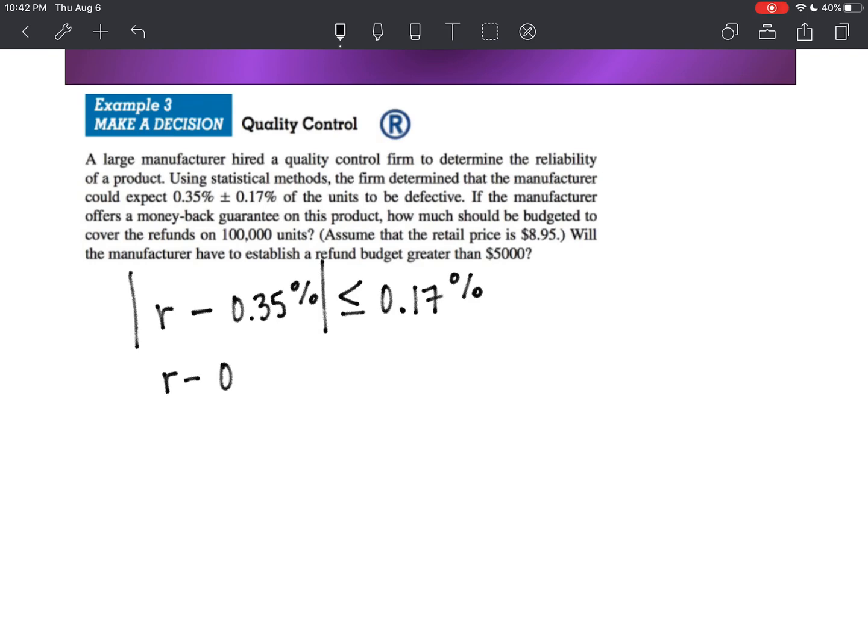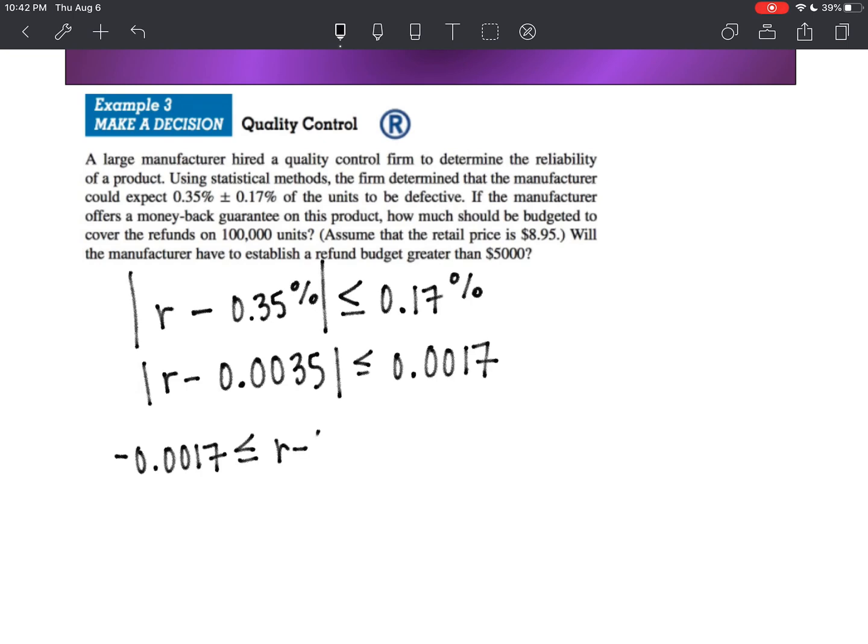So let's move these into decimal values. So 0.35% is 0.0035. So the absolute value of R minus 0.0035 is less than or equal to 0.0017. We just move that decimal place over 2 to take care of the percent. Now I'm going to rewrite this. I'm going to have negative 0.0017 is less than or equal to R minus 0.0035, which is less than or equal to positive 0.0017.